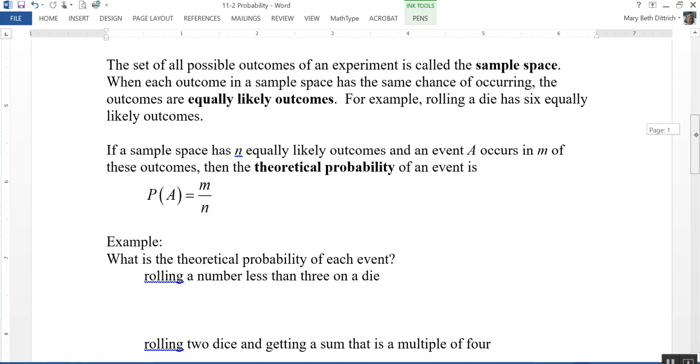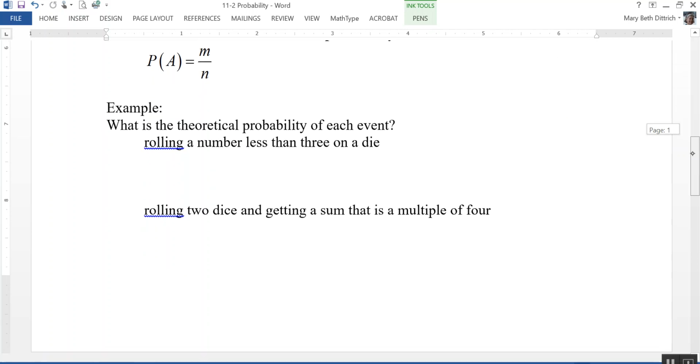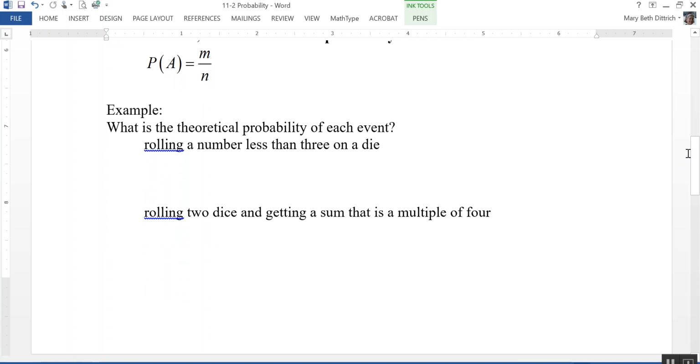Let's take a look at a couple examples here. So what is the theoretical probability of each event? Rolling a number less than 3 on a die. So on a die, the only numbers that are less than 3 are 1 and 2. So I have 2 possible outcomes out of 6 total outcomes, or the probability is 1/3. Sometimes we express probability as a fraction, sometimes as a decimal, sometimes as a percent. So, you could say it's approximately 33%.